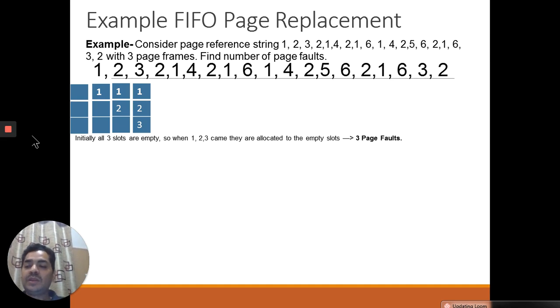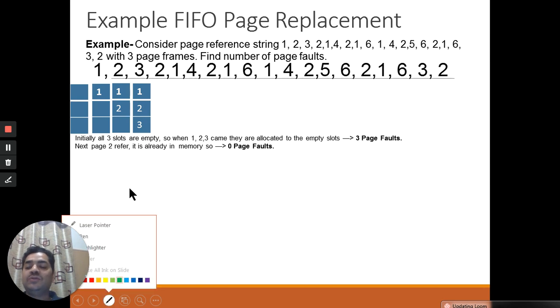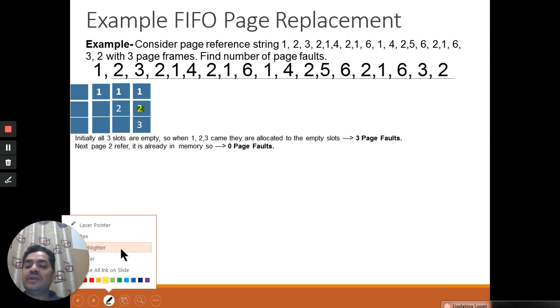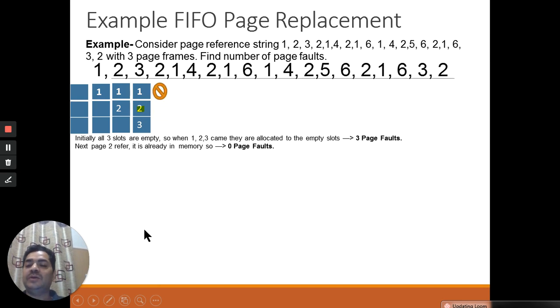Now the next page, 2, is referred. It is already in the memory. Here you see that in the second frame, page number 2 is already there, so we didn't need to deallocate any frame. So there is no page fault. Next, page 1 is referred. It's already in the memory in the first frame, so there is no page fault.